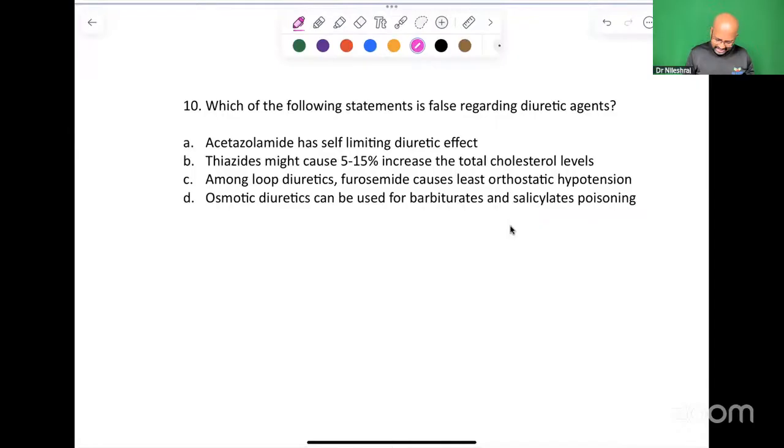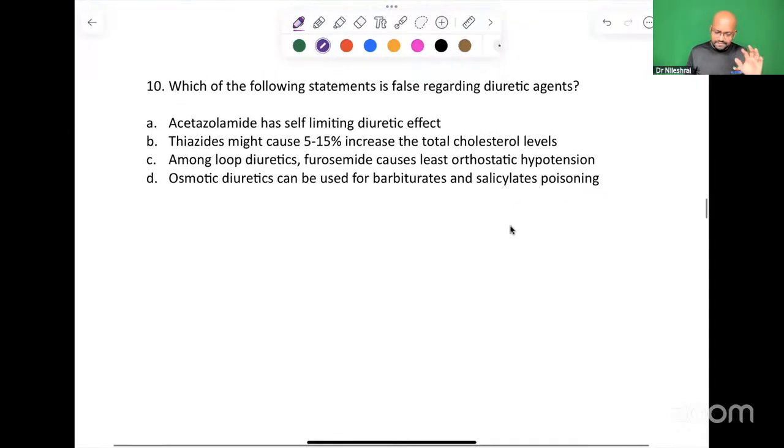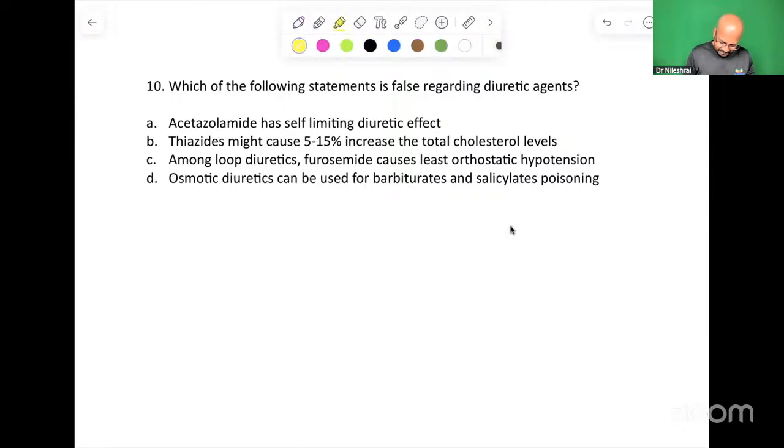This question is somewhat easier for you. Which of the following statements is false regarding diuretic agents? Option A, acetazolamide has a self-limiting diuretic effect.